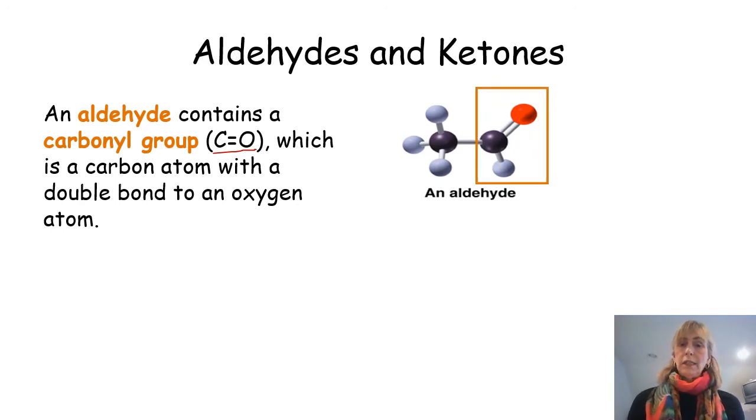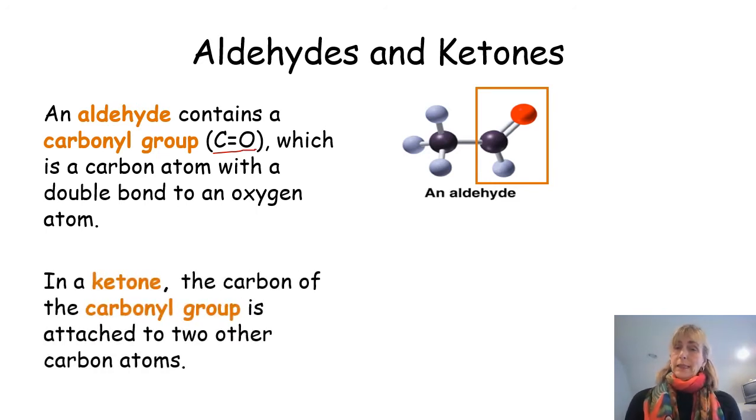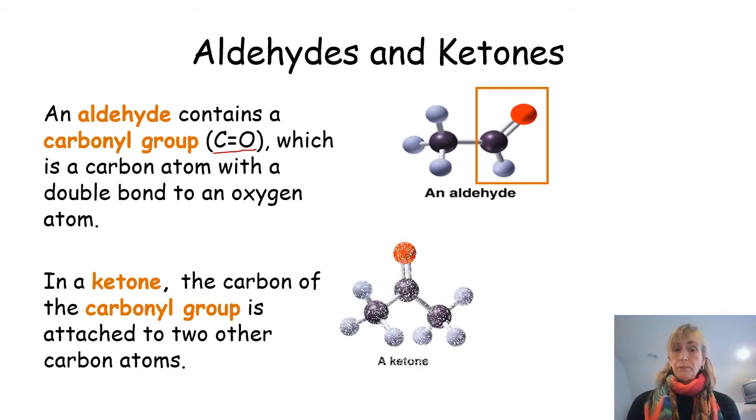All right, so there is the feature that you're looking for in an aldehyde, the carbonyl group. And attached to that carbonyl, we have a hydrogen on one side and a carbon on the other. So that's an important feature. In a ketone, we also have a carbonyl group. It contains a carbonyl group, but the carbon of the carbonyl group is attached to two other carbons.